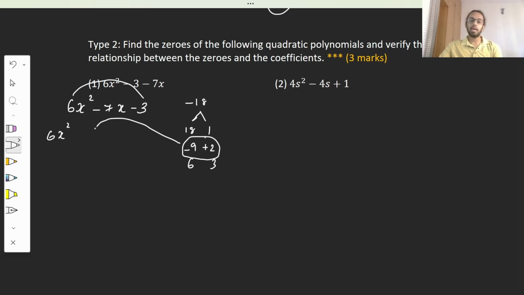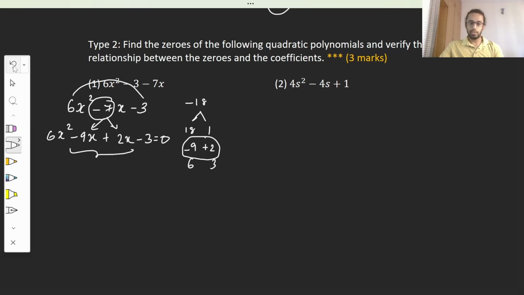This combination has to be written in the middle, which is 6x square minus 9x. We need to put an x and then plus 2x and then minus 3. This method is called splitting the middle term, because we are literally splitting the middle term into two. Like minus 7x has been written as minus 9x plus 2x. Once you write it, please verify whether minus 9 plus 2 will give minus 7.